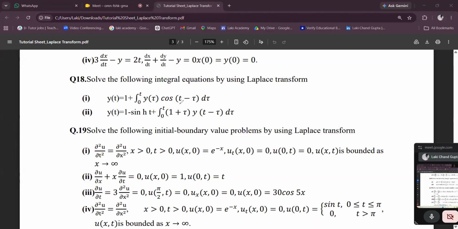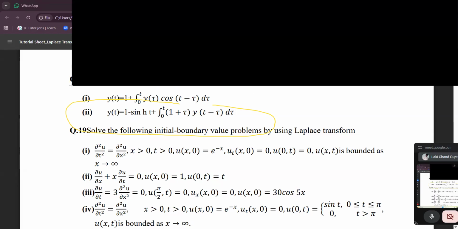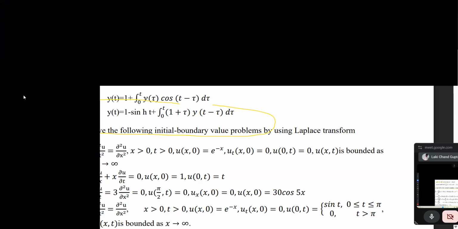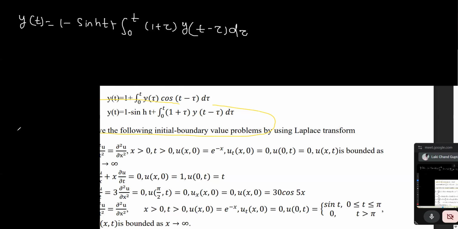See second one. I tell second part also. Okay. y(t) is equal to 1 minus sin hyperbolic t plus integral from 0 to t of 1 plus tau. Tau can be anything. It is the u, p, x, y, z, any variable. Okay.